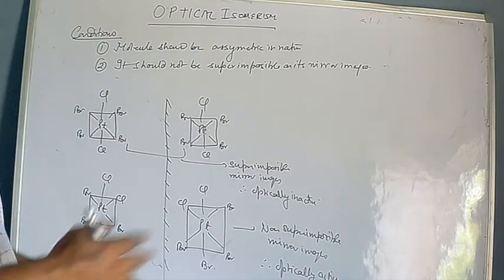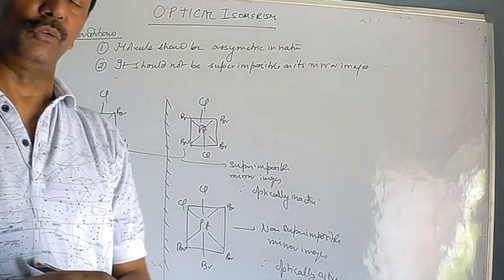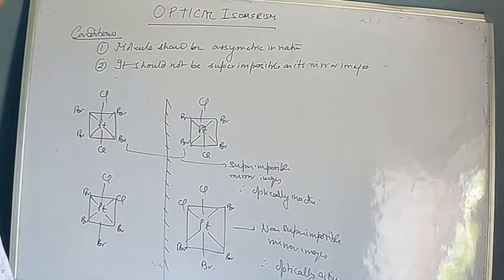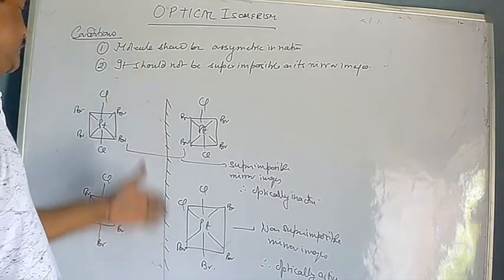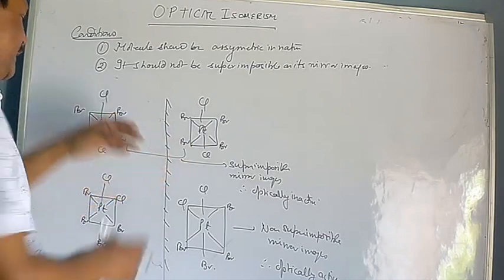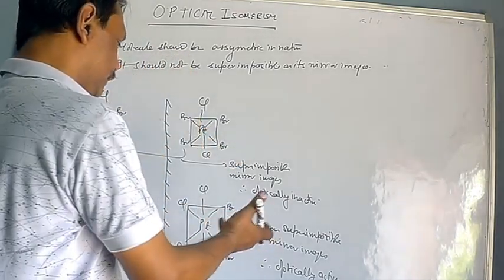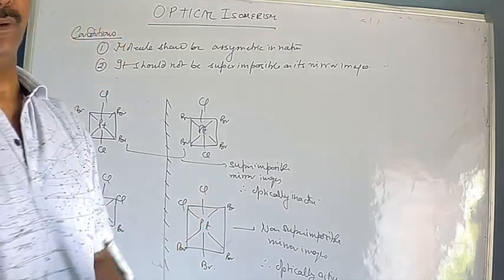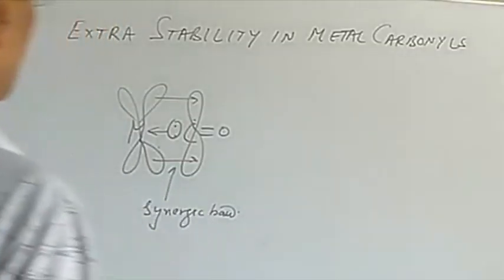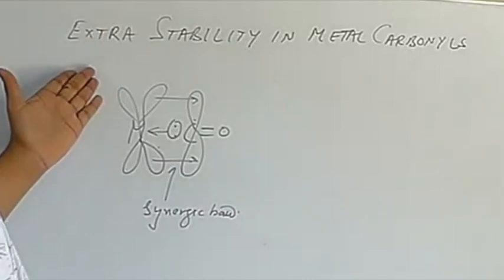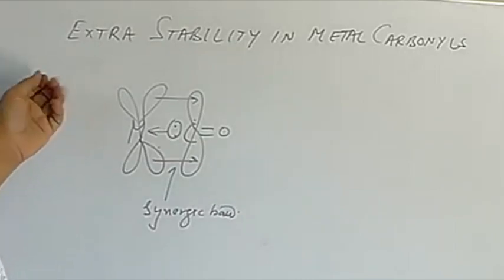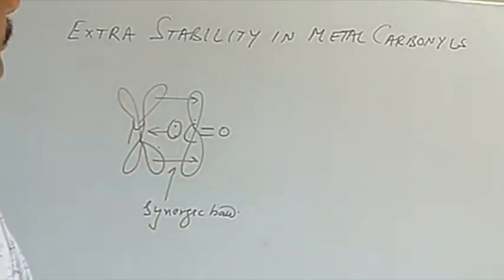So class, whenever you are asked whether the molecule will be optically active or not, you simply draw a mirror plane, draw the mirror image and try to superimpose. If superimposed, optically inactive. If not able to superimpose, it is optically active. Now class, coming to the last topic of coordination complexes, the topic is extra stability in metal carbonyls.